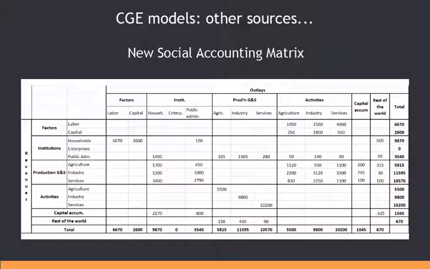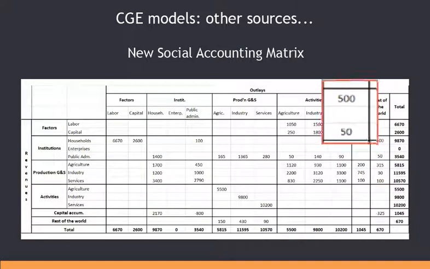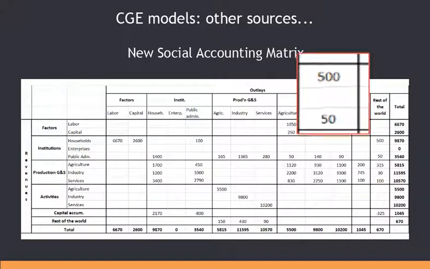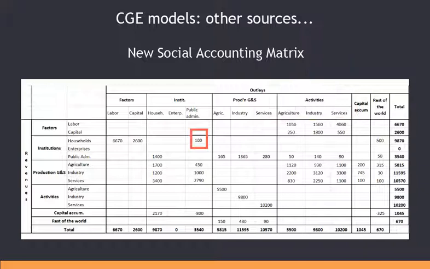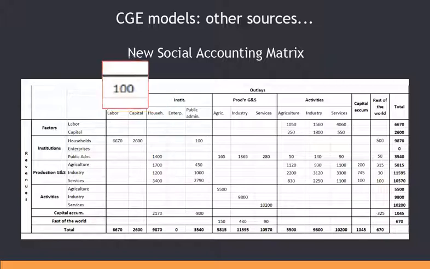So this is the new social accounting matrix. I would like to note 4 points. First, remittances and transfer from the rest of the world to the government are in the rest of the world column in the rows households and public administration. Second, the transfer from the government to the households is in the column public administration in the row households.